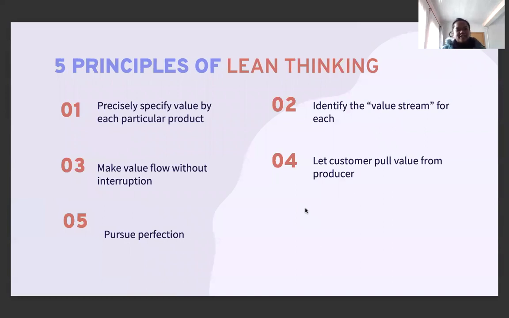Let me mention that there are five principles of lean thinking, and our group is going to explain them one by one. The first one is to precisely specify the value of each particular product. The second one is to identify the value stream for each. The third one is to make value flow without interruption. The fourth one is to let the customer pull value from the producer. And finally, the fifth, the last one, is to pursue perfection.